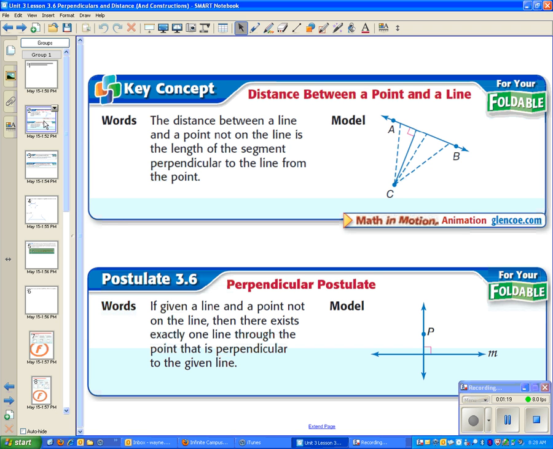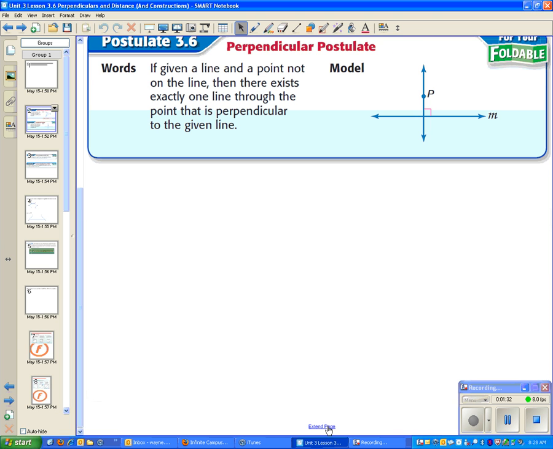Okay? The distance between a point and a line, well, the distance between a line and a point not on the line is the length of the segment perpendicular to the line from the point. All right, that sounds kind of complicated. Think of it this way. Here we have a line. Here we have a point not on the line, and we want to measure the distance from that point to that line, or from that line to that point. They mean the same thing.